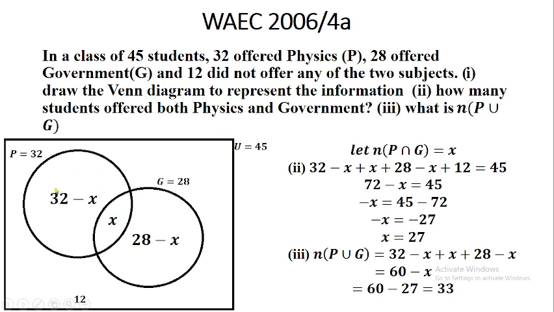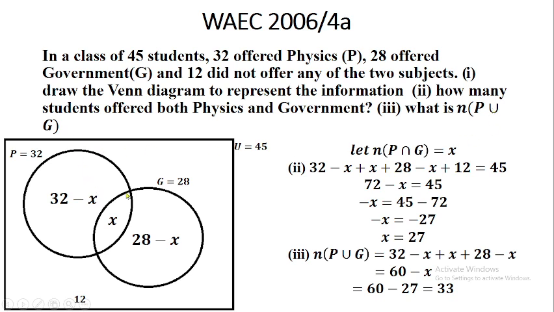Then if you want to know people that offer physics only, that will be 32 minus 27. Government only, that will be 28 minus 27 as well. But we are not asked to find that. The next question says, what is the number of P union G? They want to know how many students are in physics and government all together.